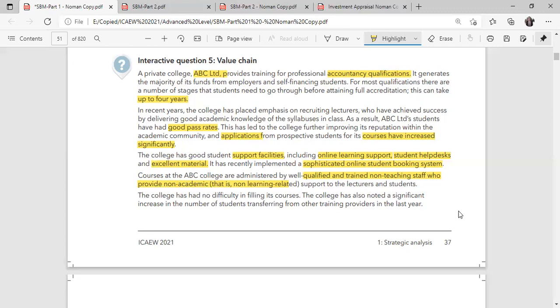Then it is the staff, because we have good lecturers, as has been mentioned in this scenario. So we have good lecturers, we have good staff, we have facilities, we have course structure. This is basically about inbound. So approximately 3 to 4 points for one particular heading would be a good job. You can mention more than that, but at least 3 to 4 points.